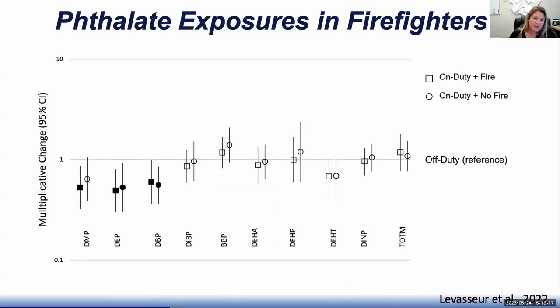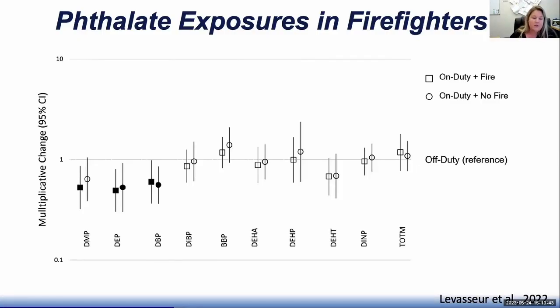But we didn't just look at pHs, we did look at a variety of other chemicals. I'm not going to go through all the panels, but what's interesting to note here is that we saw almost an opposite trend for some of the phthalates. So here, these are all acronyms for different phthalates that were measured in the wristbands. And what you can see here is most symbols hover around that one line, suggesting that the exposures on duty were not actually significantly different from when they were off duty.